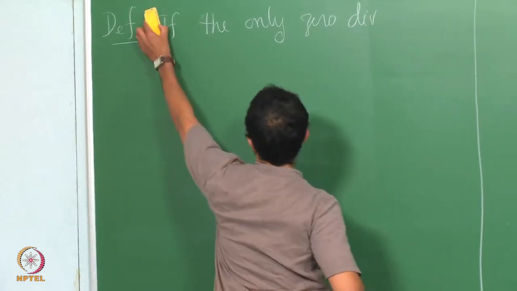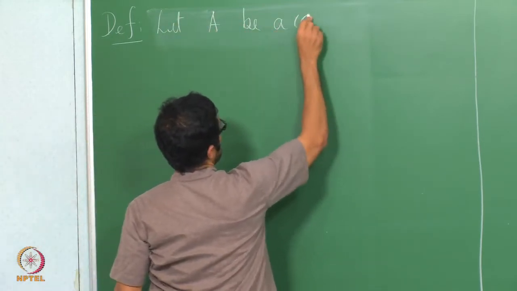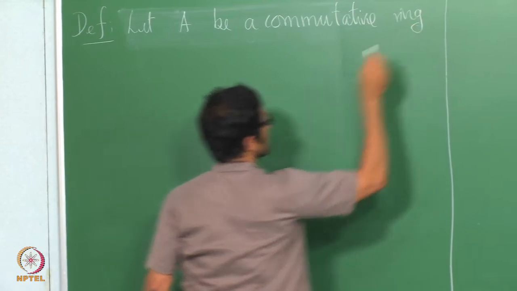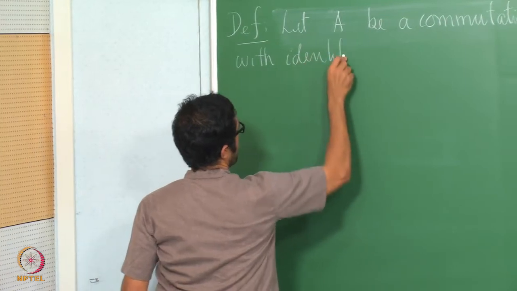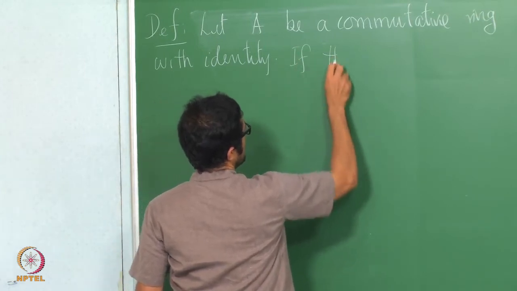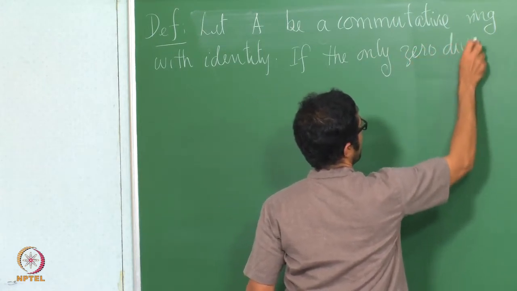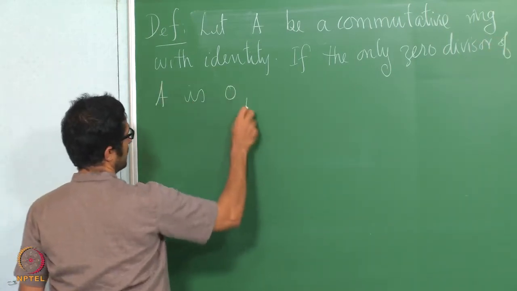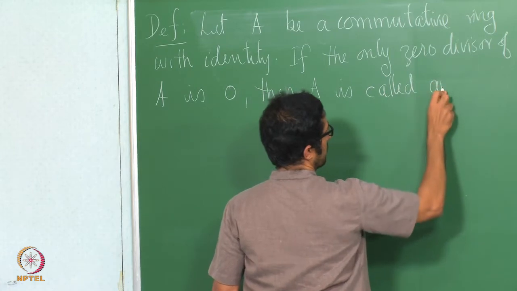So first we should say, let A be a commutative ring with identity. If the only zero divisor of A is 0, then A is called an integral domain.